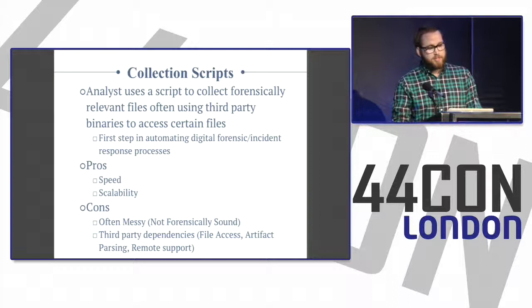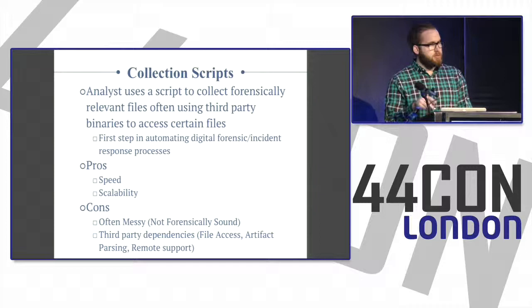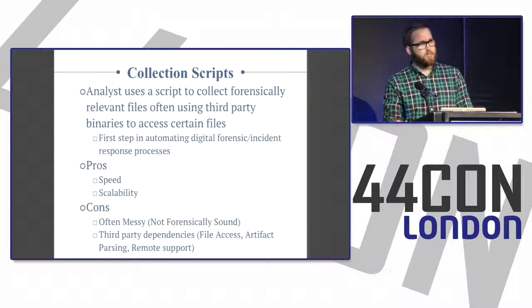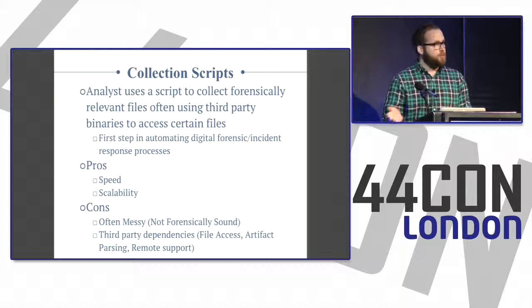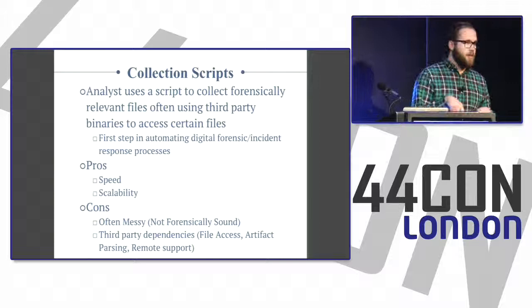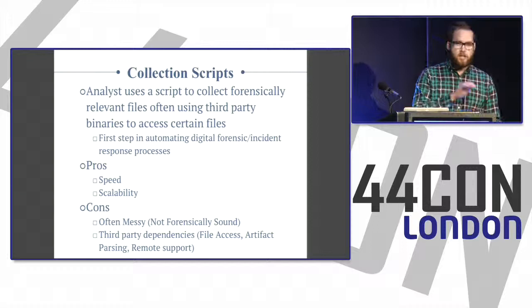Some of the cons are that often the batch script didn't have the logic to access certain files, so things like the SAM registry hive. That's in use by the system. It's a locked file. You can't actually access that file directly. So you would have to have some sort of third-party tool like RawCopy in order to copy that file out. Typically, these scripts won't have their own delivery mechanism, so they would use something like PSExec to push it out, and then it would run and copy back all these files.